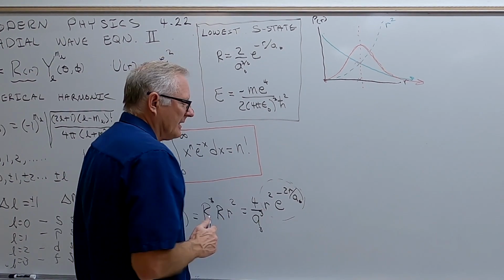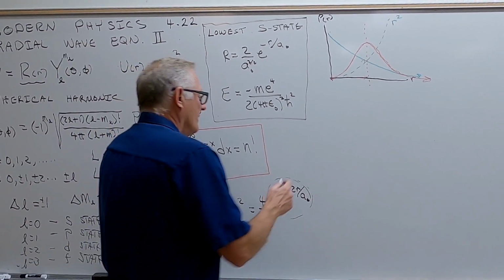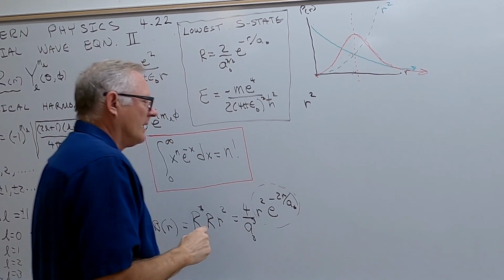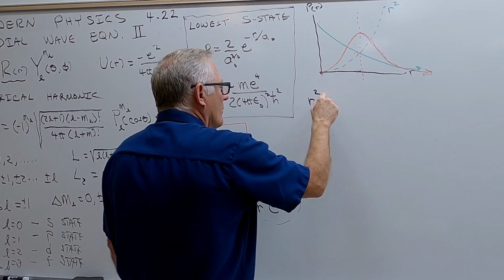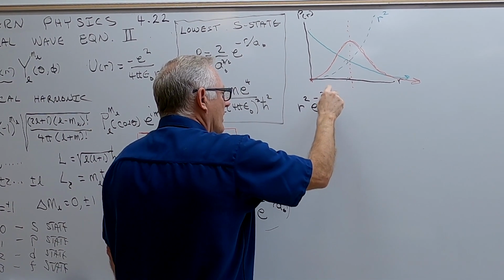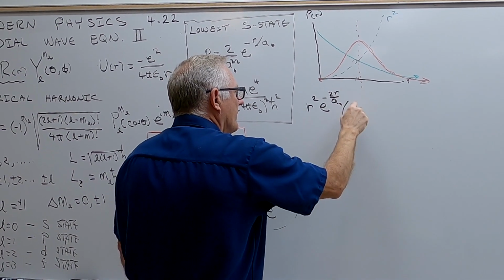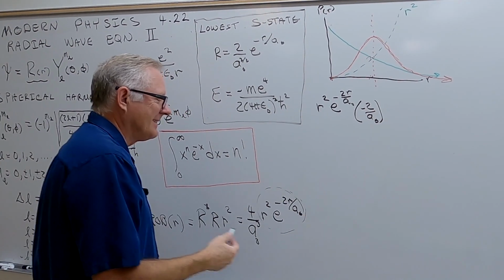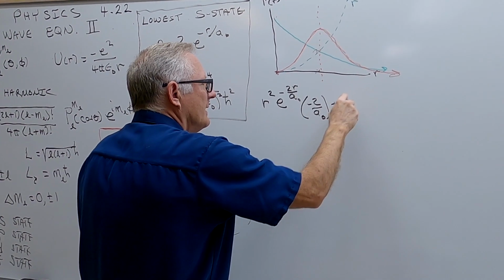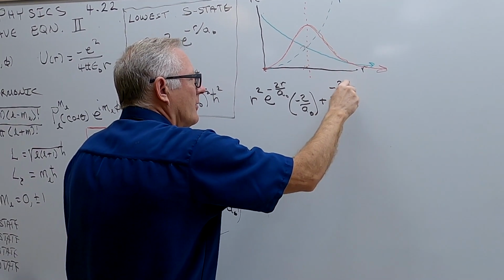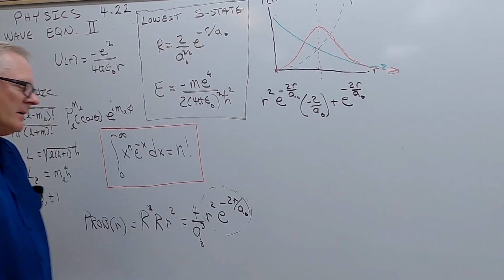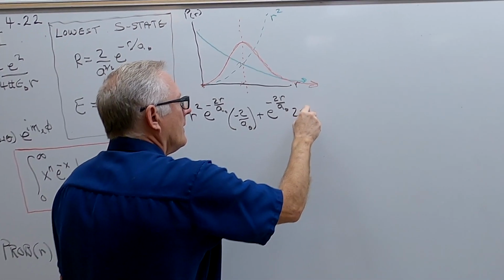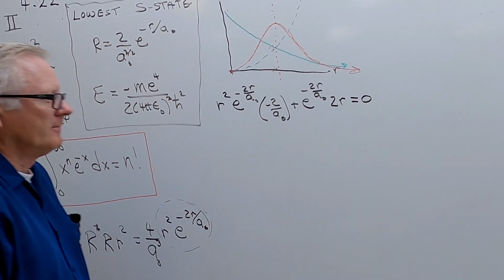Okay, so that looks like the product rule. We have the first, R squared, times the derivative of the second, which is e to the minus 2R over A naught times minus 2 over A naught, plus the second, e to the minus 2R over A naught, times the derivative of the first, which is 2R. And we'll set that equal to 0.